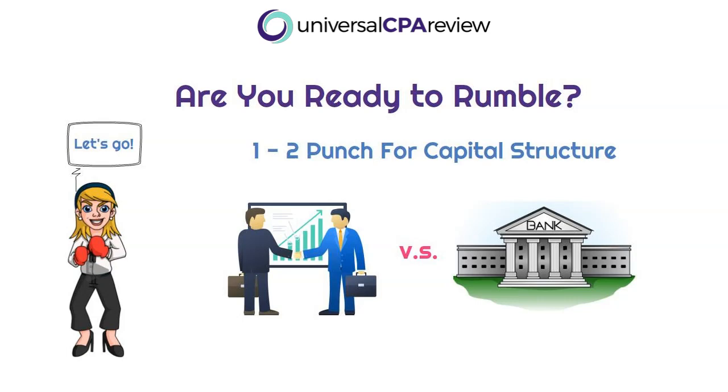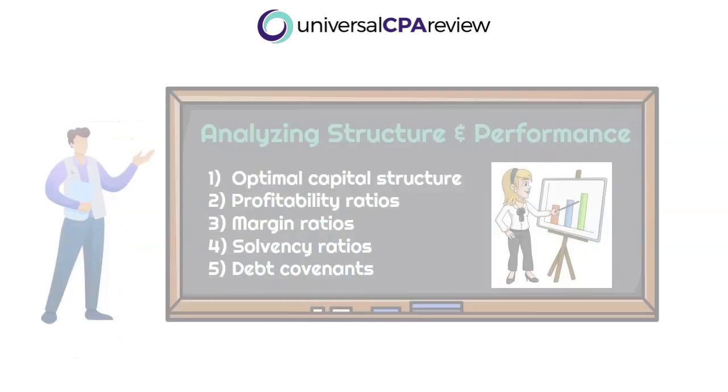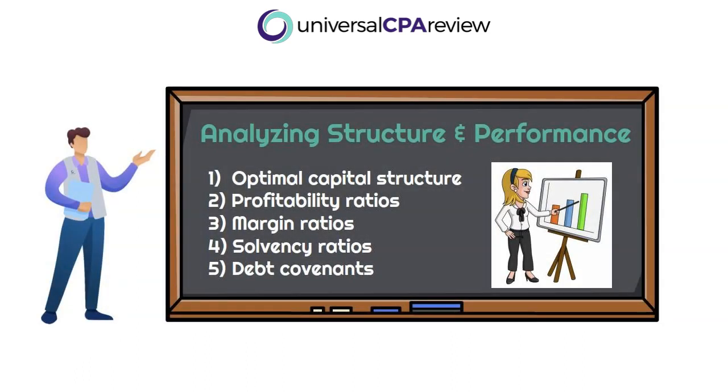And then we're going to move into how to evaluate the performance of a company and make sure that they always have the proper ratio of debt versus equity. So are we ready to rumble? Before we dive into the details, let's make sure we understand what's on the agenda today. I already talked about the optimal capital structure, and how it's a 1-2 punch between debt and equity. We're then going to run through a handful of profitability ratios, as well as margin ratios, as well as solvency ratios, and then wrap it up with debt covenants.